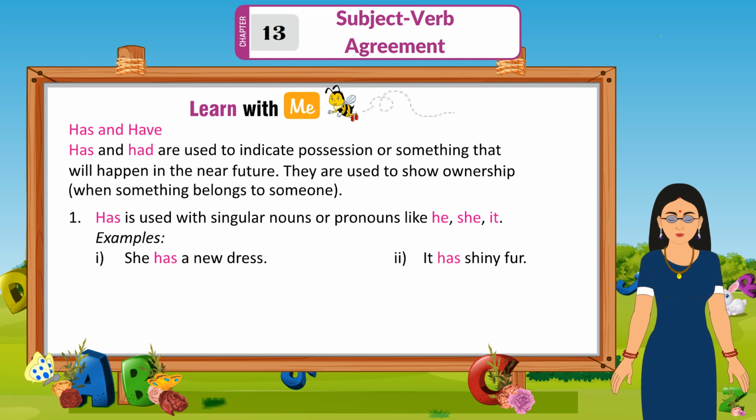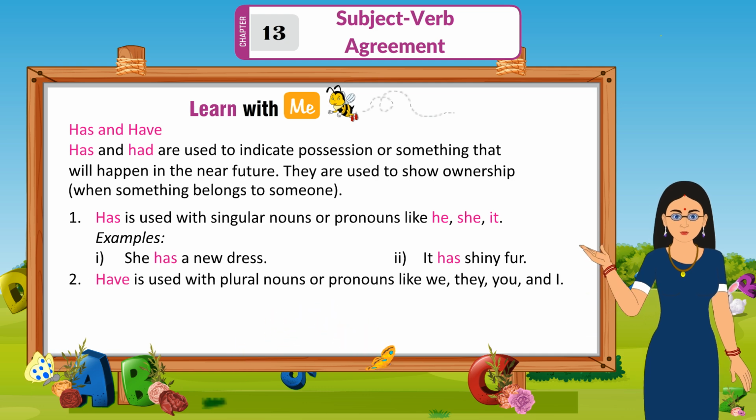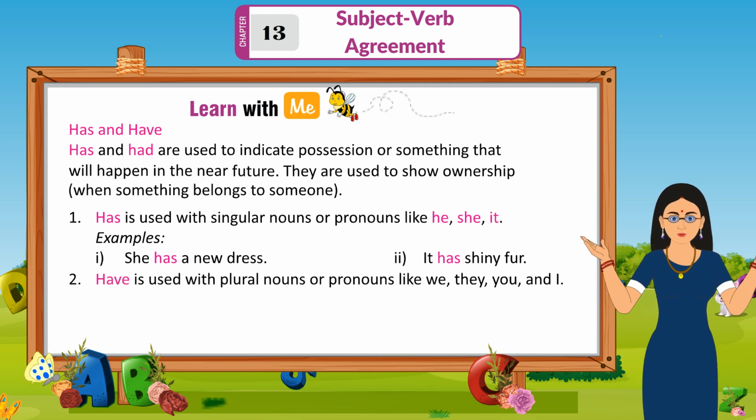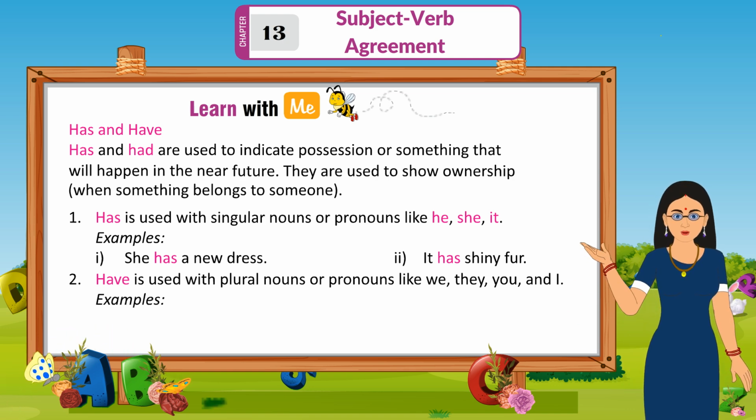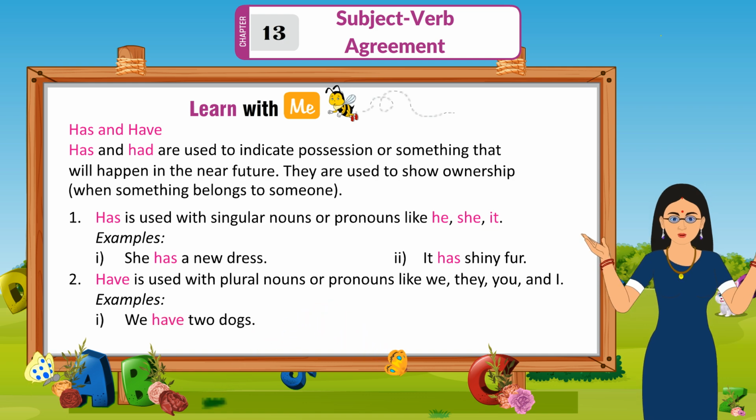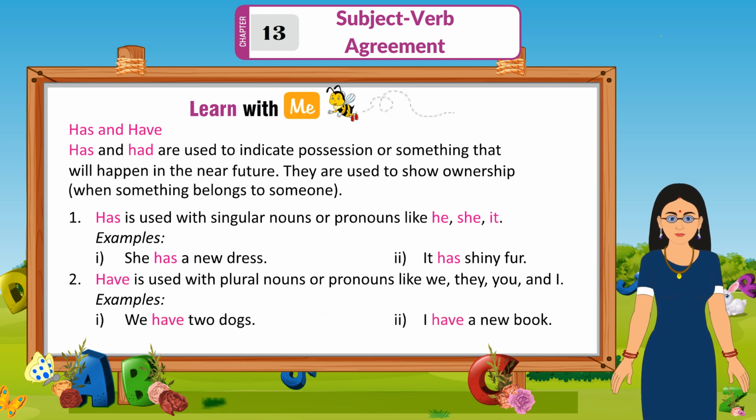It has shiny fur. 2. Have is used with plural nouns or pronouns like we, they, you and I. Examples, we have 2 dogs. I have a new book.